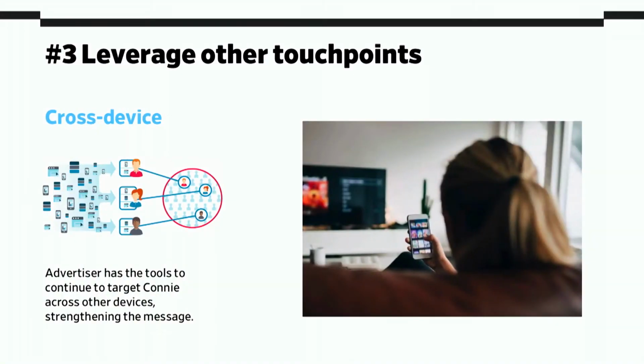Next is leveraging other touch points. You've shown Connie this beautiful beach, and you want her to come buy a trip with your agency to go to Fiji. You've got to actually get her to a place where she can buy that. So you've got to think about how you target her across her other devices, because you just showed her the ad on connected television. So you go back to your trusty identity graph, which also has cross-device solutions to it, where it's mapped all of the different devices that it knows are Connie's, or at least it thinks it knows are Connie's.